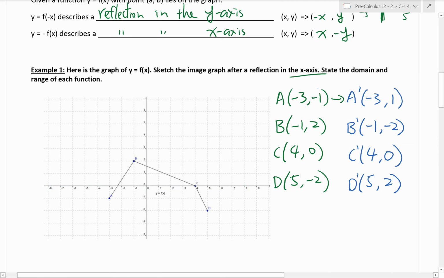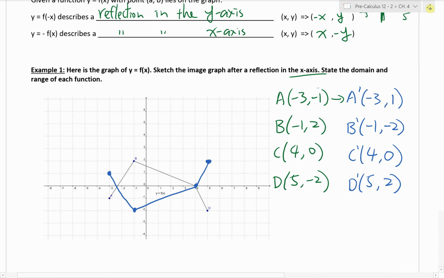We can plot. Negative 3 and 1 is here. Negative 1, negative 2. 4, 0 remains the same. 5 and 2 now. So there is my new graph. This is my image graph. Just missed it. There you go. Okay, so there is the new graph.